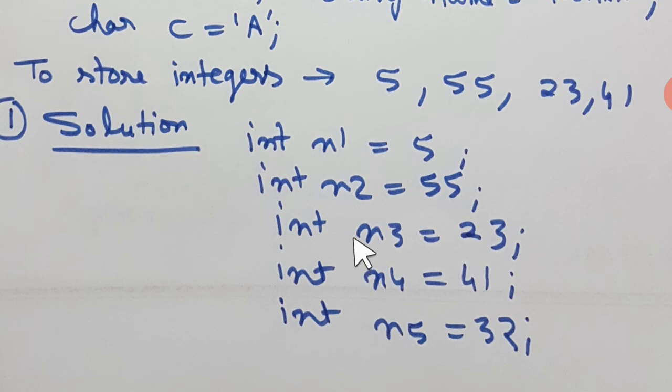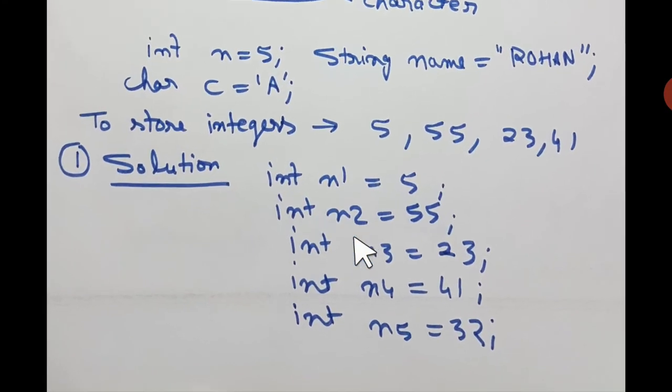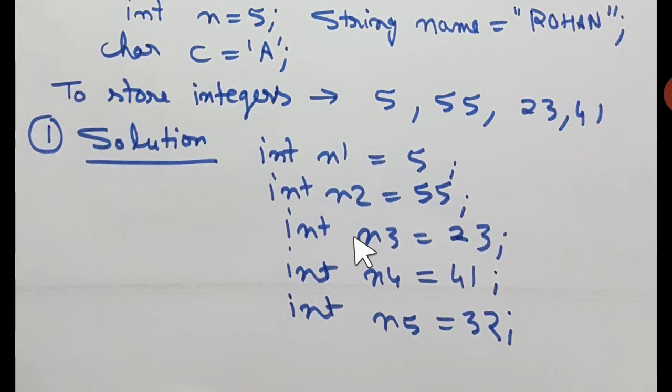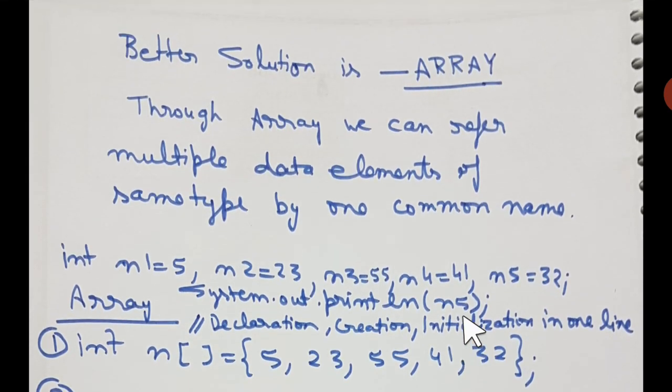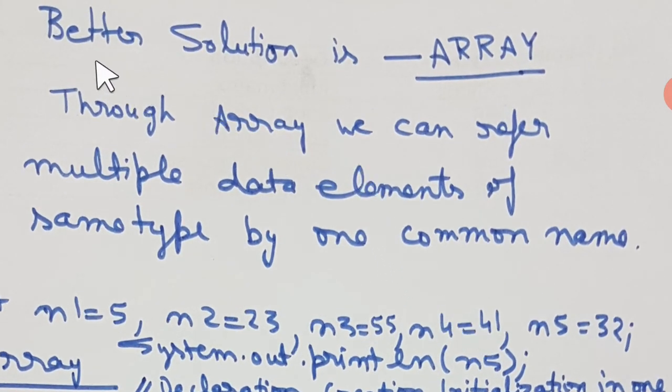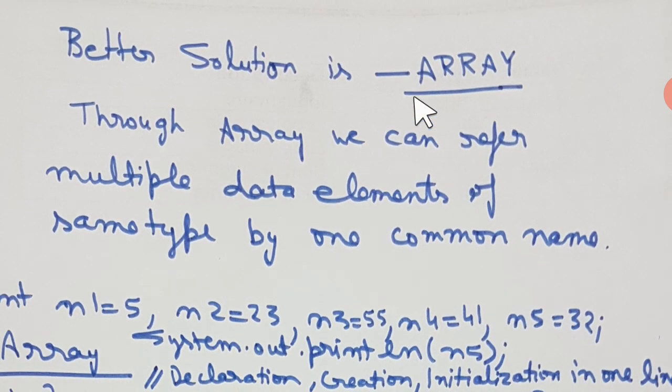But there is a much better way available to do this. We can do the entire thing in one statement, and instead of having different names for different data elements, we can have just one name for all the data elements. How can that be done? The solution here is the array. When I look at this, array is a better solution. So what happens when we use an array, and what is the advantage?